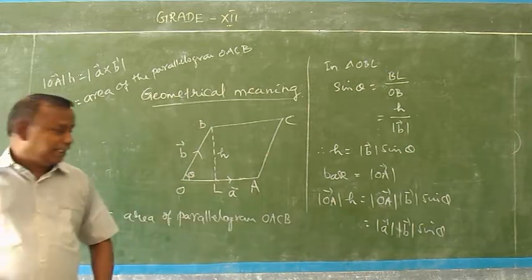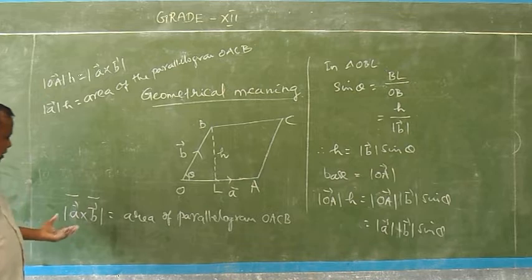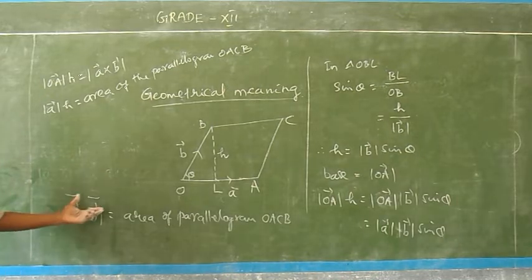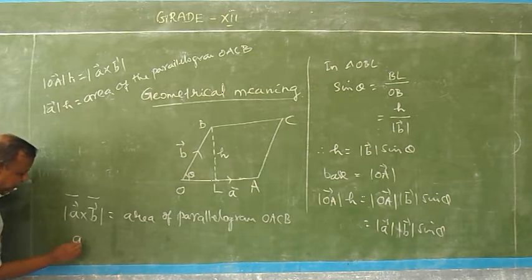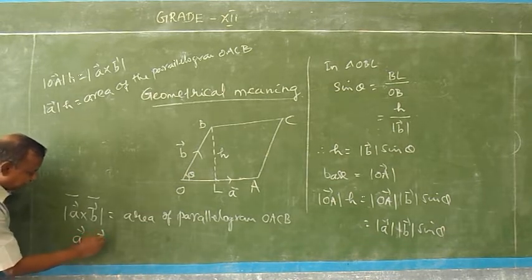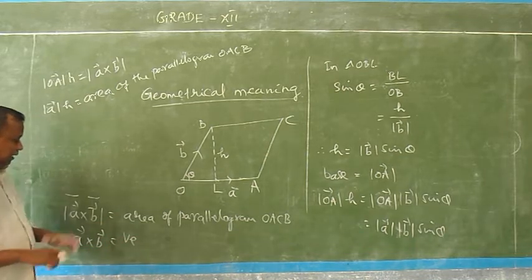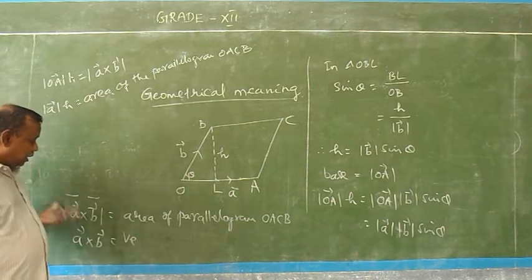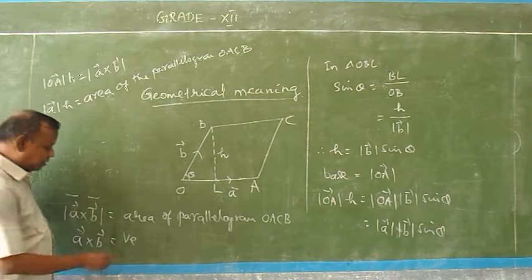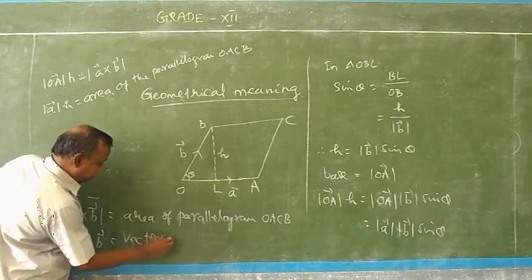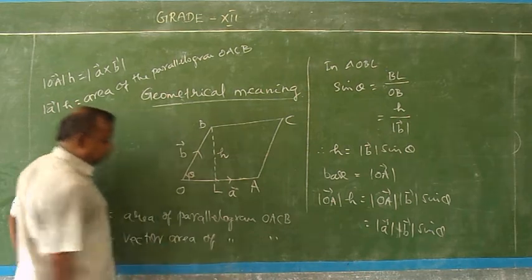If you are asked to find the area of the parallelogram, means if you are given the adjacent sides, first take the cross product, then find its modulus, which is the area of the parallelogram. Then what is A cross B? A vector cross B vector is the vector area of the parallelogram. Here, the magnitude is the area of the parallelogram. Removing the modulus, it becomes a vector: the vector area of the parallelogram OACB.